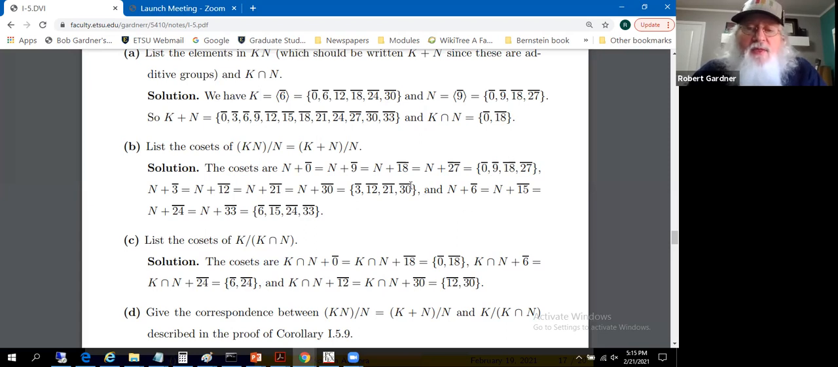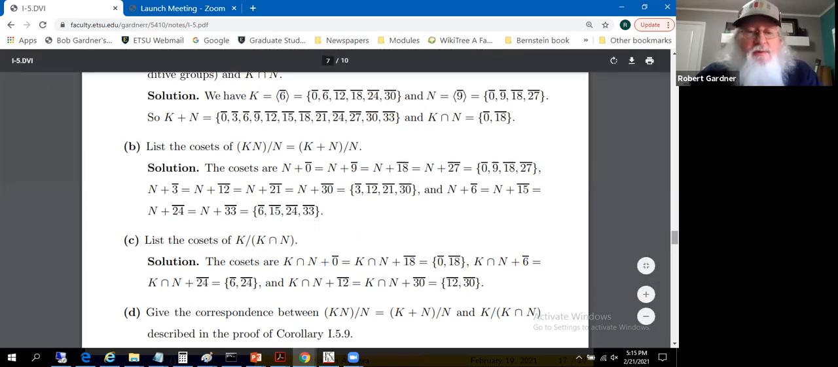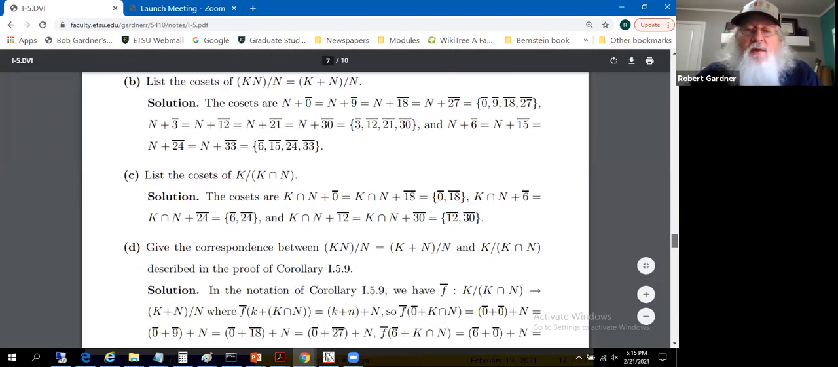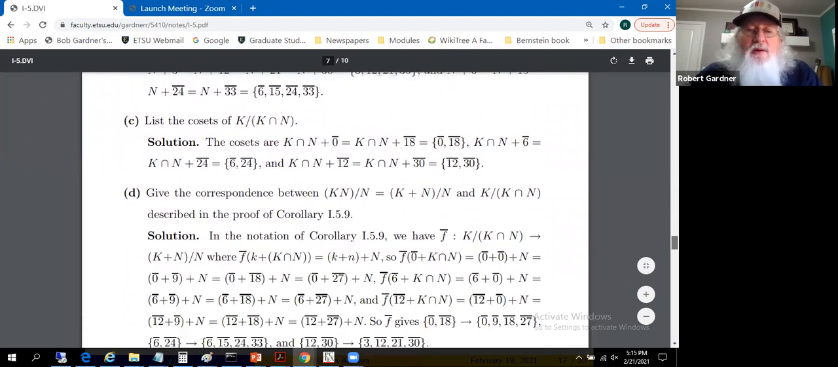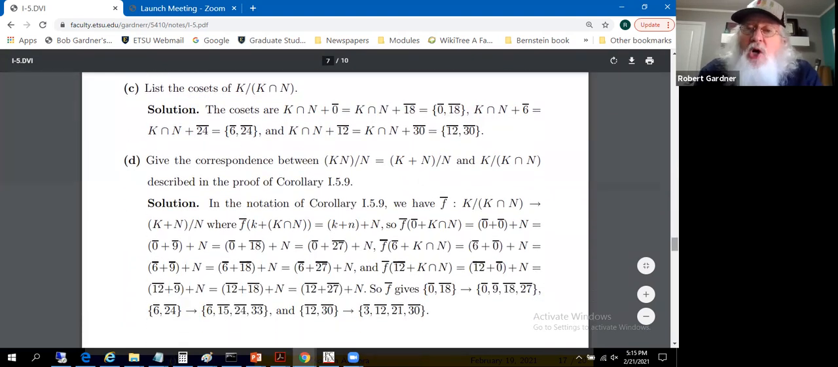We had 3 cosets there, and we got 3 cosets here. So that's a good sign. It's the same number of cosets in both. Now we wanted to illustrate how these things correspond. How is it that F bar, that isomorphism, is established? Well, F bar takes K mod K intersect n to K plus n mod n. That's the mapping. It's defined pointwise as given here.